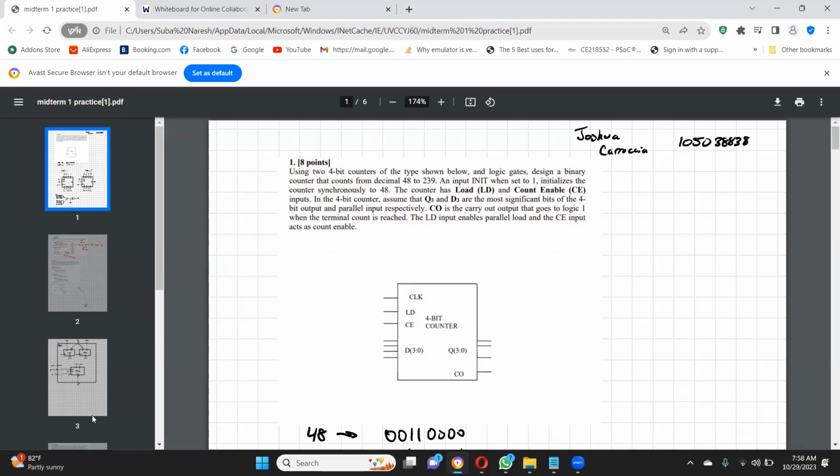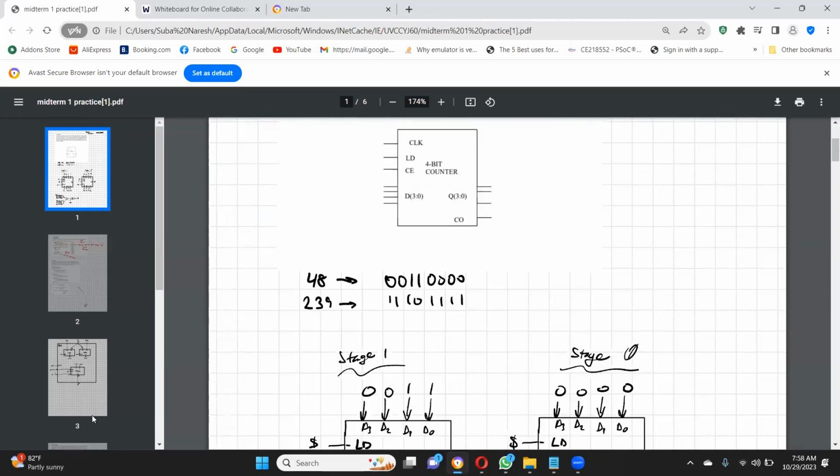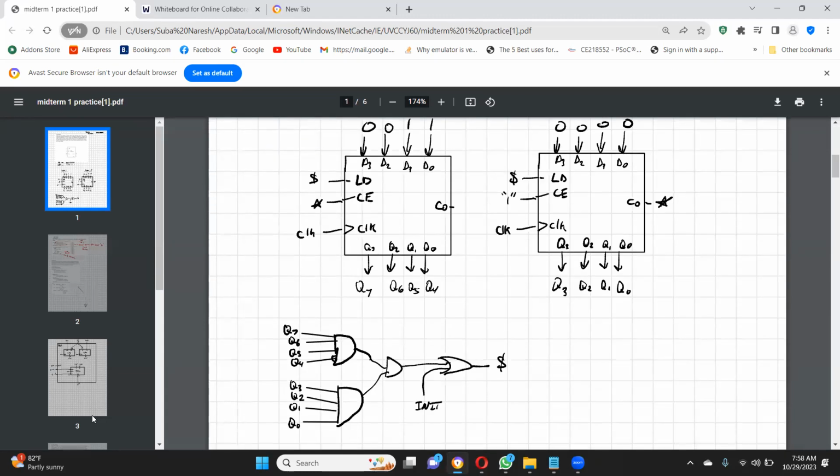No, I mean, how does it stop counting? How does it know to stop counting after 239? I think when 239 comes, the output is 0, right? Load is 0, right? Yeah, both of these are zero. When load is zero, it will stop counting. Yes or no?